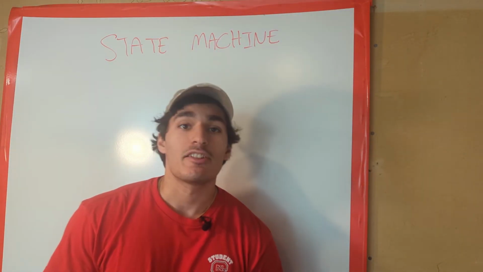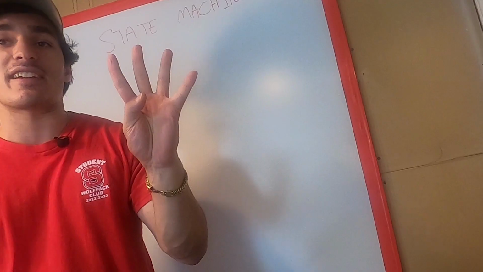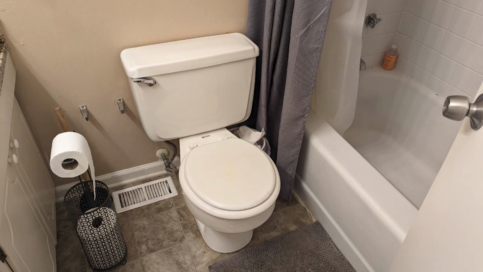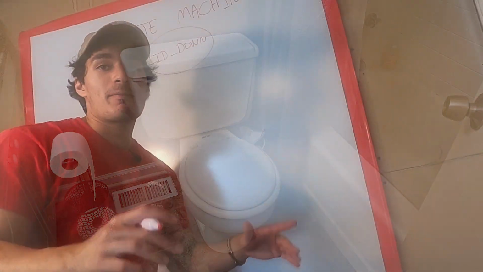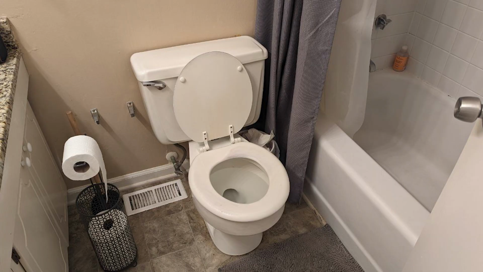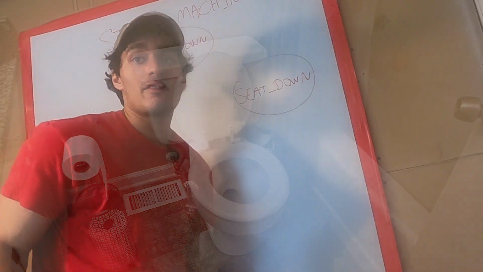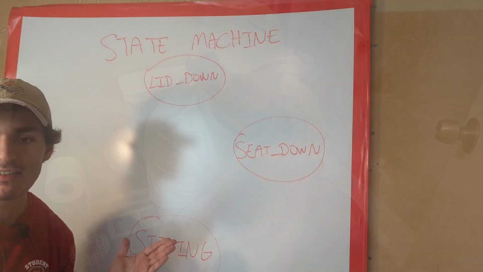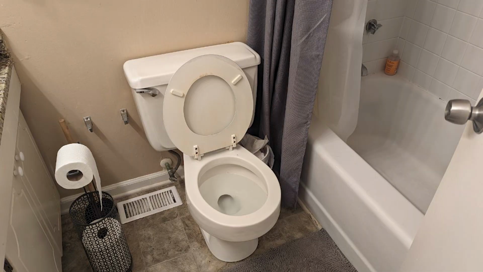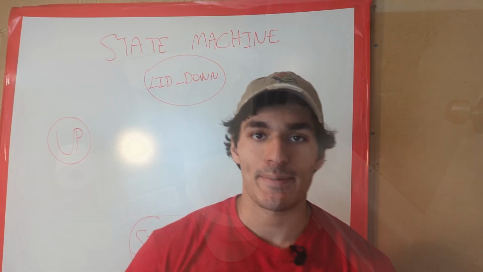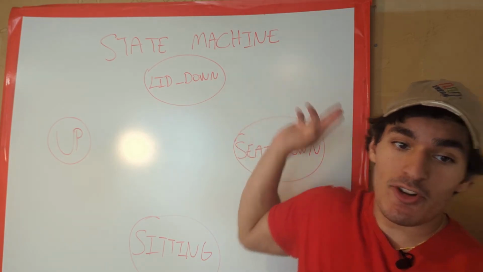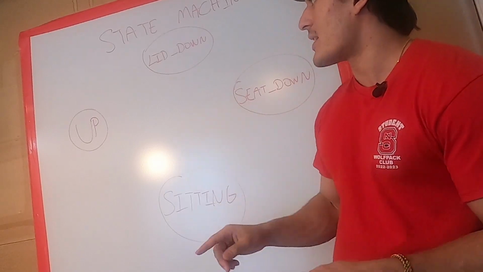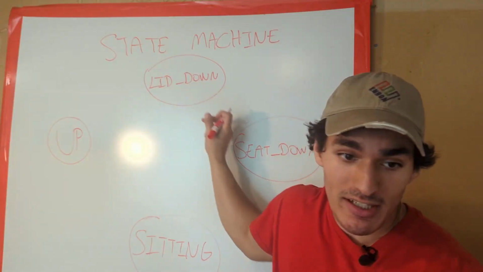So let me explain. The toilet has 4 possible states it can exist in at any point in time. First, we have lid down, where both the lid and toilet seat are all the way down. Seat down, where the lid is up, but the seat is down. Sitting, where the lid is up and someone is sitting on the toilet seat. And lastly, up, where both the lid and seat are up. So, a state machine keeps track of which state we are in at any given time and lets us do something based on the transitions between the states.